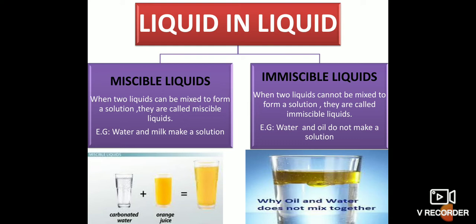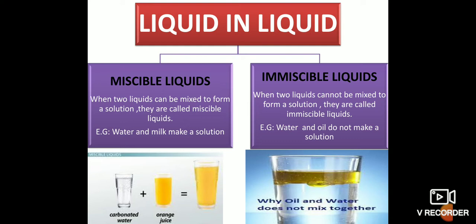That means when we take two liquids and mix them and they are completely mixed with each other, that is, you cannot differentiate which one was the first liquid and the second liquid. It gets completely mixed with each other. These are called the miscible liquids. Example, water and milk make a solution. Yes, water and milk is an example of miscible liquids.